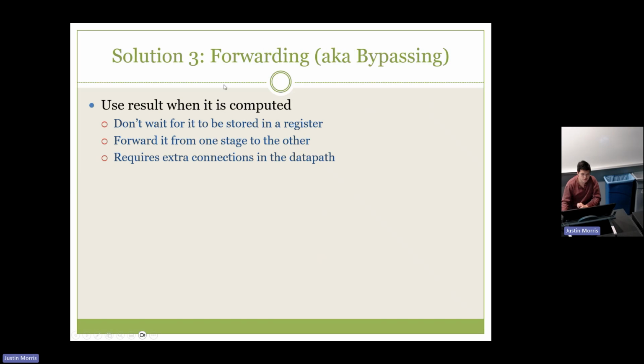So, solution 3, forwarding. We want to use the results once it's computed. Don't wait for it to be stored in the register file. Just forward it from one stage to another when it's ready. So this requires extra connections in the data path. And also we have to do the on-the-fly version. The software will not do this for us. You can't just tell the compiler about this. This will have to be done in hardware, but we can do this.